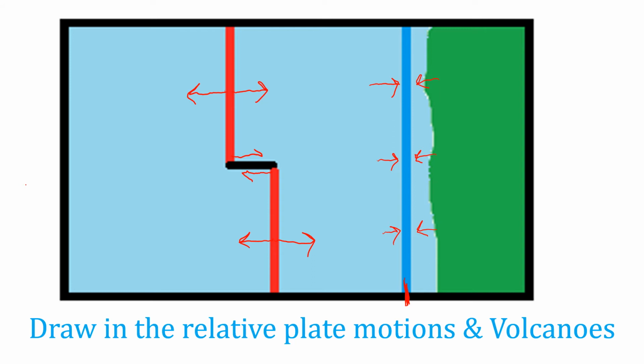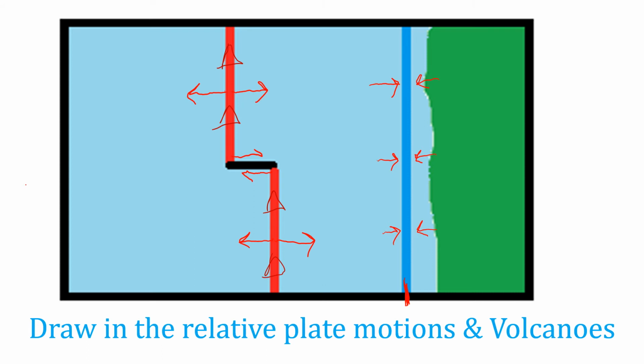So now that we've got our convergence, divergence, and transform arrows drawn in, we need to figure out where the volcanoes are. Let's look at the mid-ocean ridge first. As you remember, the mid-ocean ridge is an undersea volcanic mountain range. So I'm actually going to draw little triangle volcanoes all along that ridge, okay?